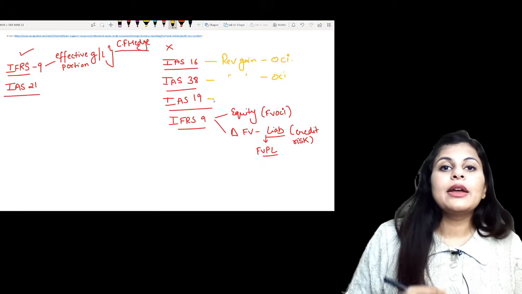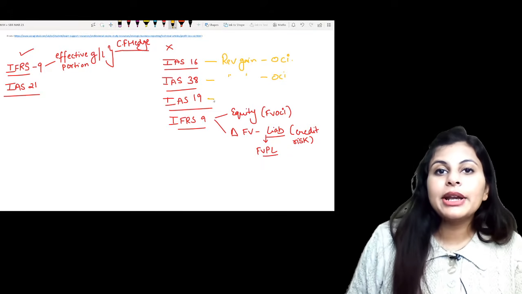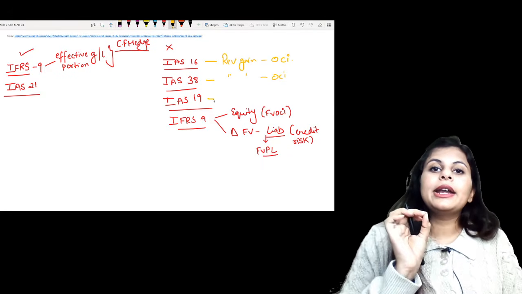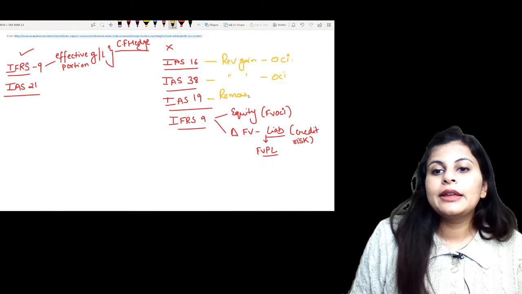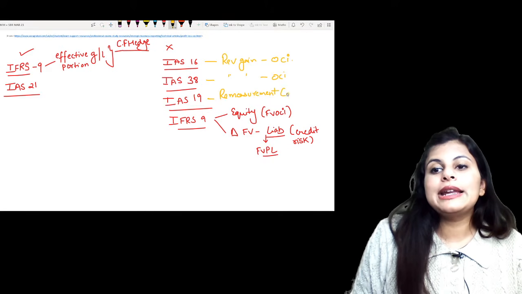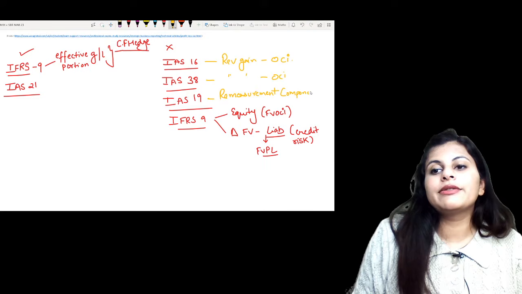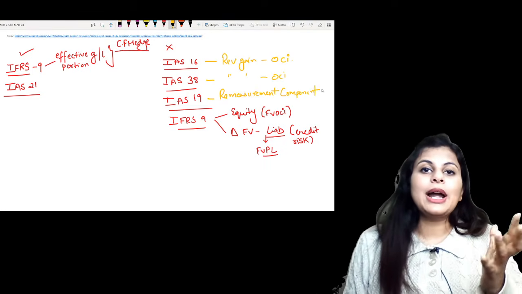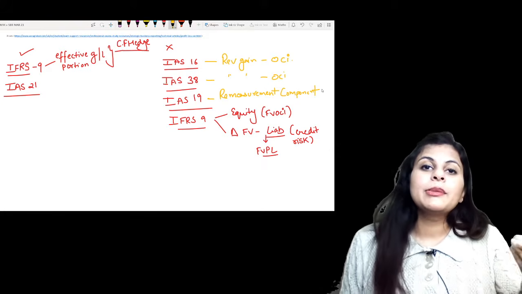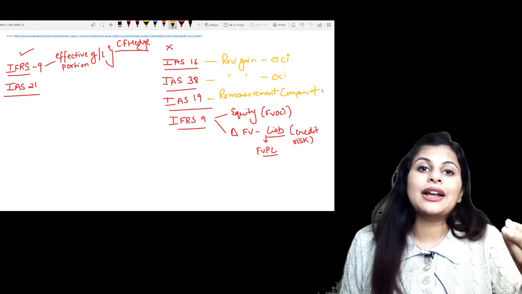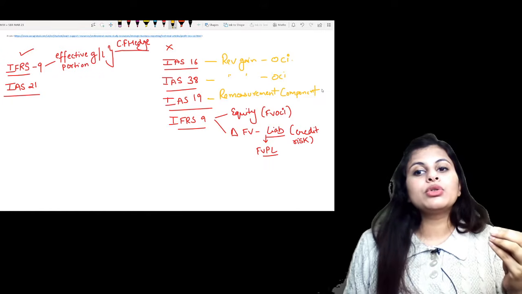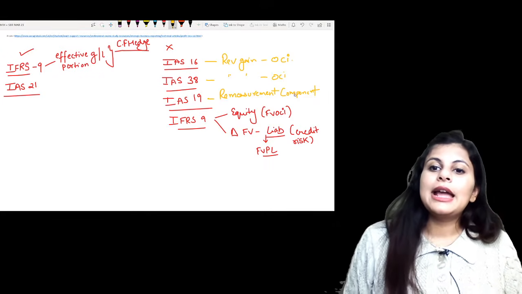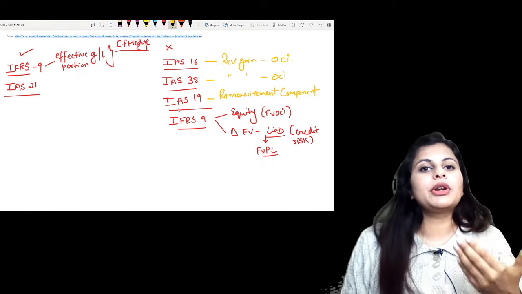IAS 19, what do you have in IAS 19? Defined benefit pension scheme. In that defined benefit pension scheme, you have your remeasurement component. Just a quick tip, always make sure you know why this remeasurement component arises. Again, that's a very important direct question. Why does the remeasurement component arise? Because there are some assumptions which the actuary takes and the accountant doesn't take, right? So the remeasurement component also goes through other comprehensive income, and it is never reclassified to the statement of profit and loss.